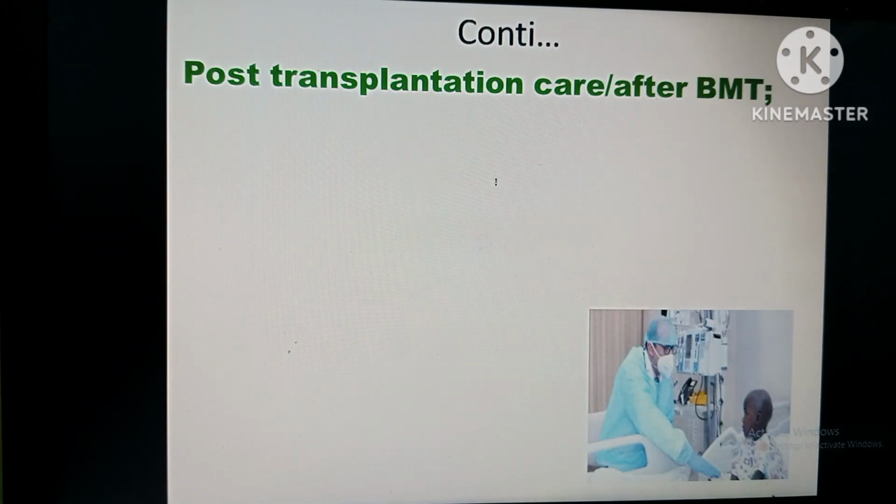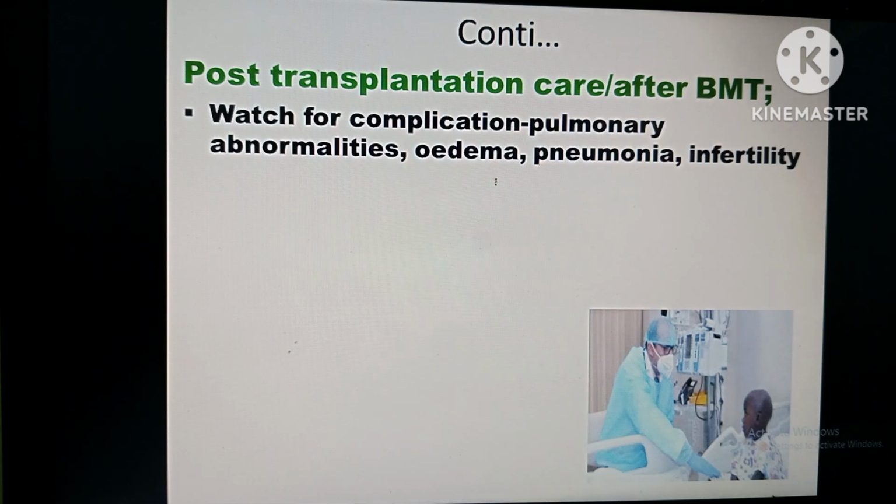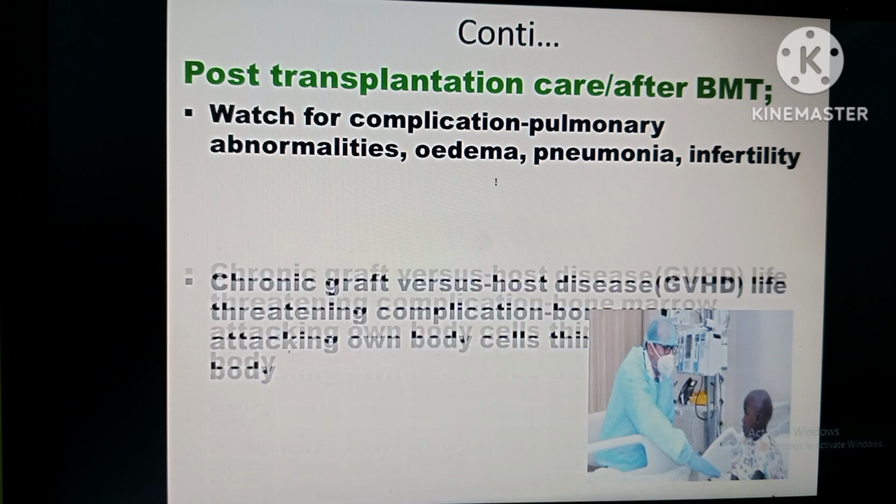Okay, post-transplantation care. After the bone marrow is transplanted, what are the nurse's responsibilities? Watch for complications. There are chances of mild, moderate, or severe ones. It may be pulmonary abnormalities, meaning lung-related: edema, pneumonia, breathing difficulty, or cyanosis. Infertility also, which will come to be known later on, when the client is discharged and after a few years is unable to conceive or unable to have a child. So it may be a part of this bone marrow transplantation, which the doctor may assess.